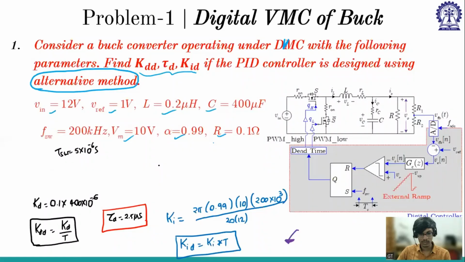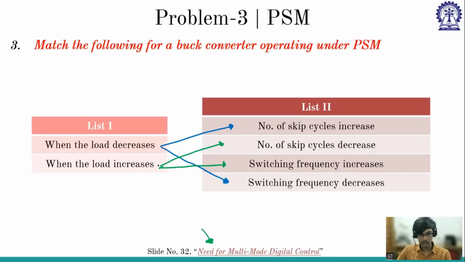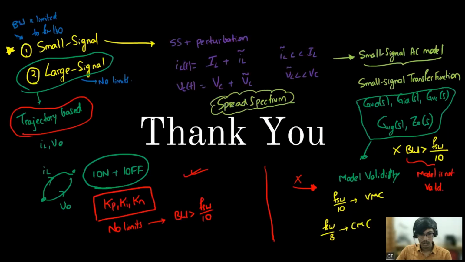Sir, this small signal model will take only the reference variation and then the load current variation. Yes. Sir, if there is any other disturbance apart from these two, how will the small signal model react to that, sir? Okay.